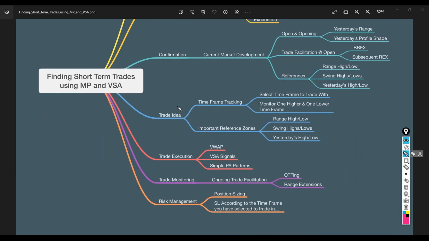Then comes the time to develop a trade idea. Now many people think that if I have understood the context, I can straight away trade. No, context needs confirmation. Once you have confirmed that your context is playing out, then you have to develop a trade idea. Why is developing a trade idea essential?